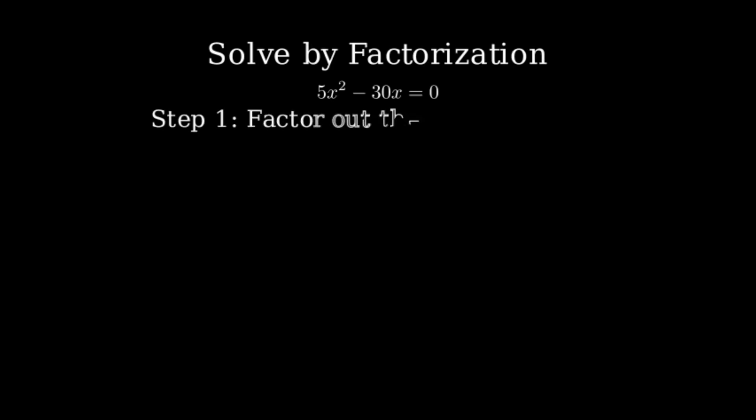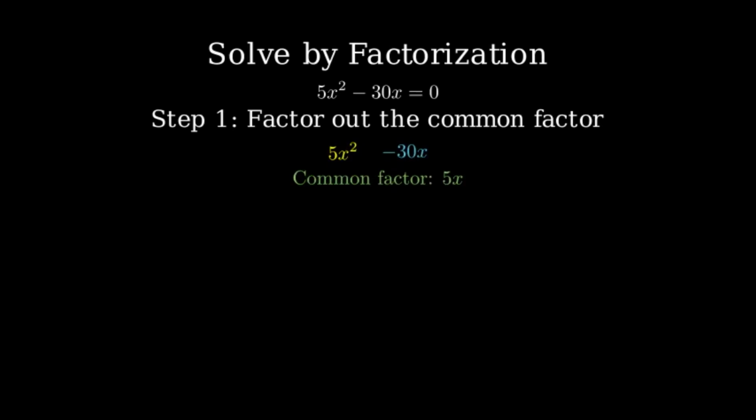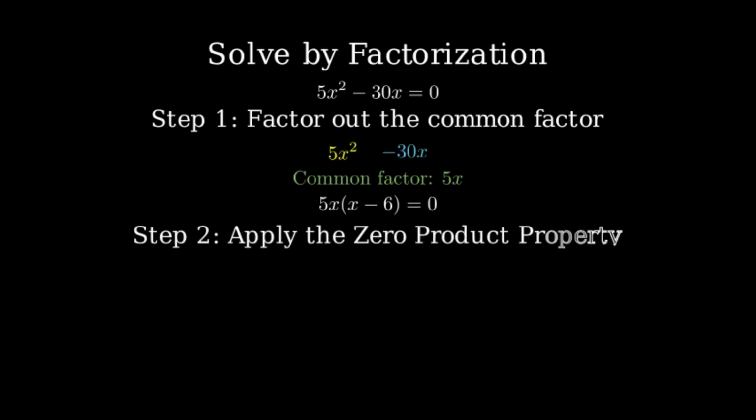Let's solve the quadratic equation 5x squared minus 30x equals 0 by factorization. The first step is to identify the common factor between all terms. Looking at 5x squared and negative 30x, we can see that 5x is common to both terms. Let's factor out 5x. Now, we can use the zero product property.